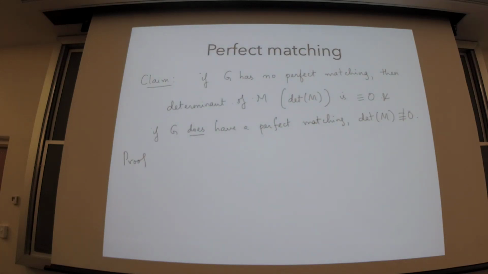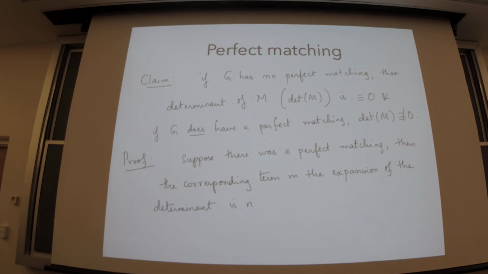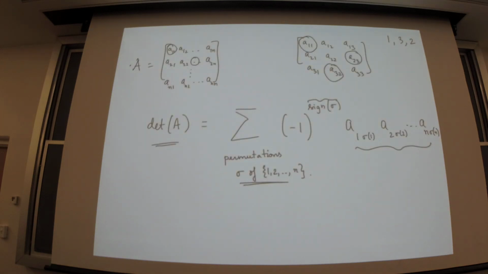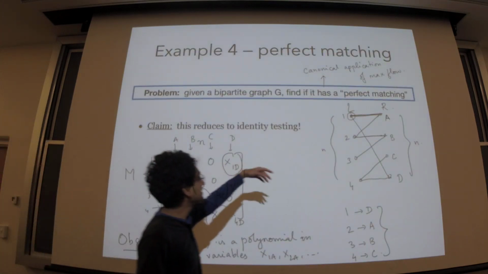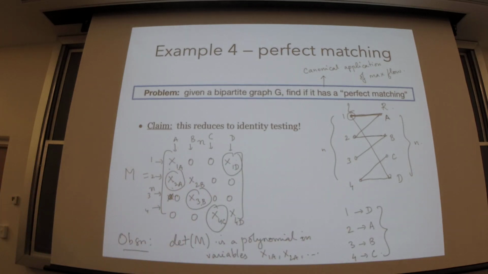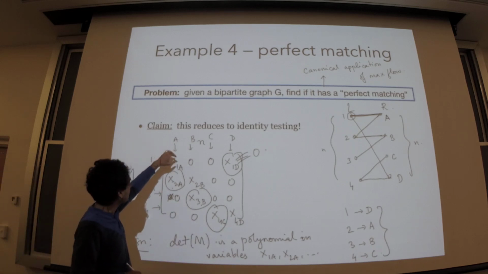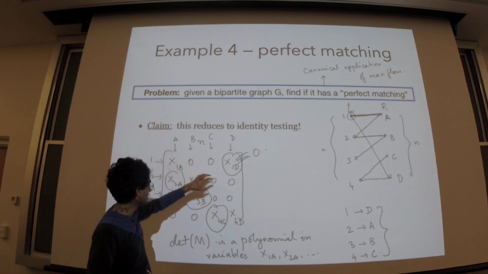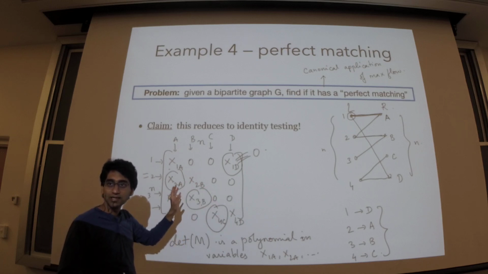So the proof of this is that suppose there was a perfect matching. Then the corresponding term in the expansion of the determinant is non-zero. And you can check that if there is no perfect matching, so let's say you didn't have this edge, then this x1D would have been 0. In this case, if I take any term that shows up in the determinant expansion, one term here, one term here, one term here, you have to encounter at least one 0. So that term would become 0.